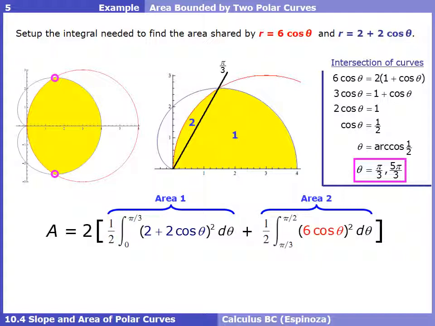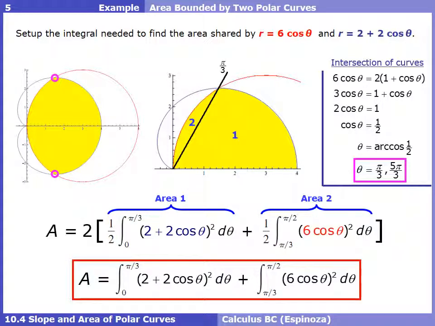Aside from that, theoretically, you could just leave it set up as this big mess. I'm going to clean this up just a little bit and distribute the 2 to both of those halves so that they'll go away. And then we're just left with 2 separate integrals: the integral from 0 to pi over 3 of 2 plus 2 cosine theta all squared, plus the integral from pi over 3 to pi over 2 of the function 6 cosine theta squared d theta.